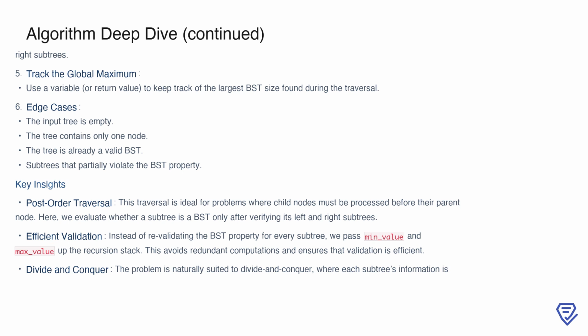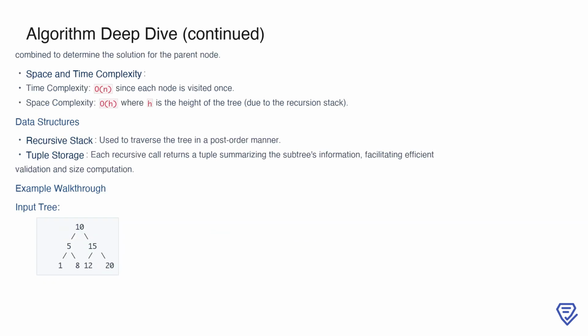This approach leverages post-order traversal to evaluate each subtree only after processing its children. By passing the minimum and maximum values up the recursion stack, we avoid redundant computations and ensure efficient validation. The divide-and-conquer nature of this problem allows us to break it down into smaller subproblems, combining their results to solve the larger problem. This algorithm achieves a time complexity of O(n), where n is the number of nodes in the tree, as each node is visited exactly once.